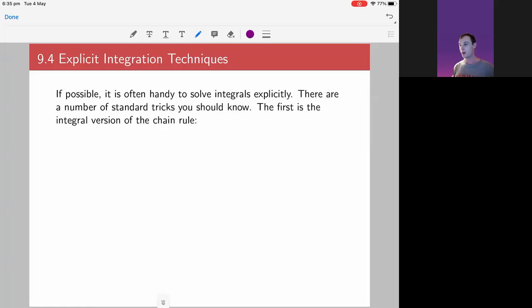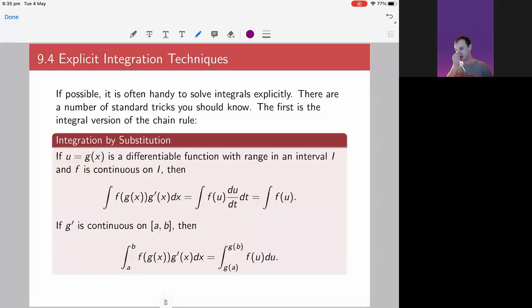So, for example, the first integration trick I'm going to teach you is basically just the integral version of the chain rule. The chain rule is a theorem that concerns how you can differentiate chains of functions. This technique that I'm about to introduce to you is basically just the reverse of that, and it's called integration by substitution. So let's suppose that for whatever reason, you wanted to find the indefinite integral of a function that looks like this: f of g of x times g prime of x dx.